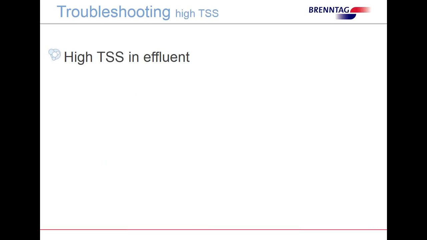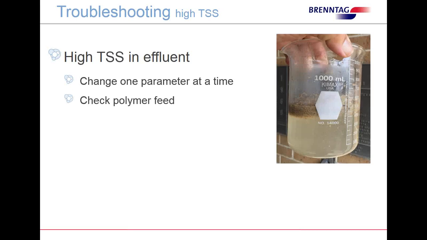So if we look at high TSS in the effluent, we always want to change one parameter at a time. And this goes for any kind of wastewater application you're dealing with. I'm as guilty as the next person. I get so excited or something doesn't happen as quickly as I expect, and I'll start changing parameters too quickly. It's always good to change one parameter at a time, see what that does, how it helps you out with anything you're doing. Check your polymer feed.